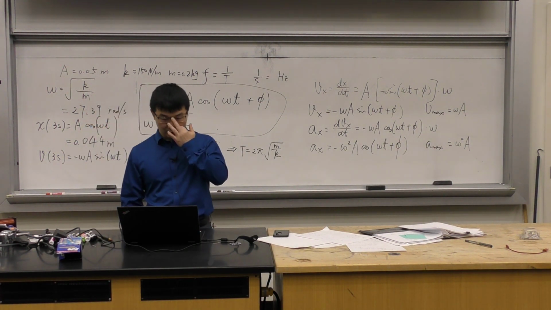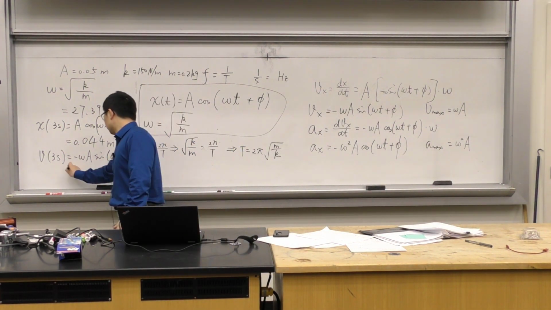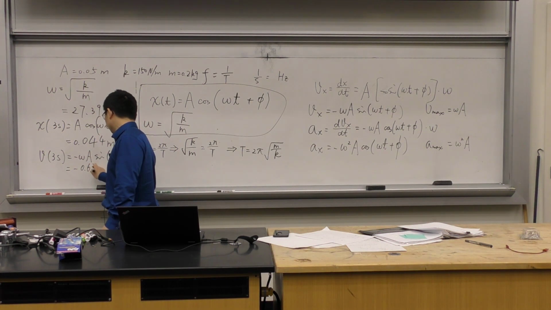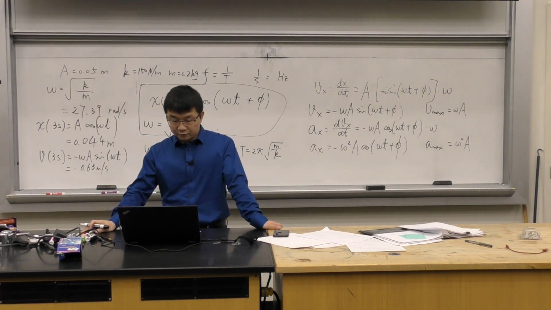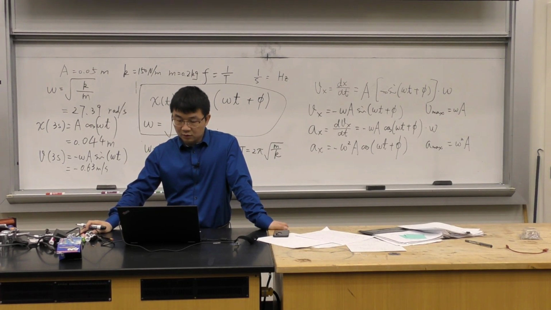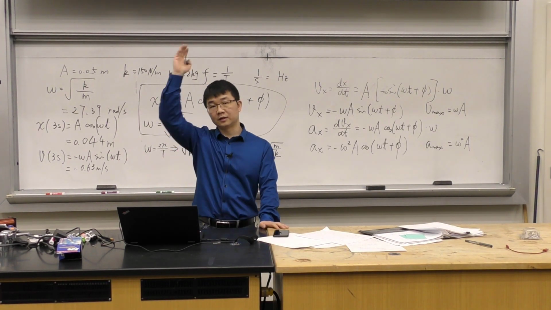All right, so I hope everyone has already done it. The number I got is negative 0.63 meters per second. I get a negative velocity. Did I do anything wrong? No. Take a look at the graph on slide 8. The velocity is also oscillating, right?